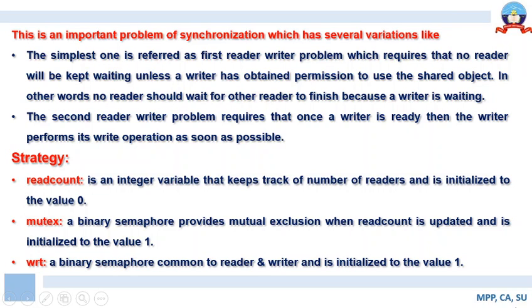Now let us go through a very simple strategy, as in the case of the producer-consumer problem. So here we have the formulation of the strategy as well. We have taken three different variables. The first one is read count. Read count is a very simple integer variable that keeps track of the number of readers accessing that particular file, and it is initialized to 0, since initially there are no readers of the file.